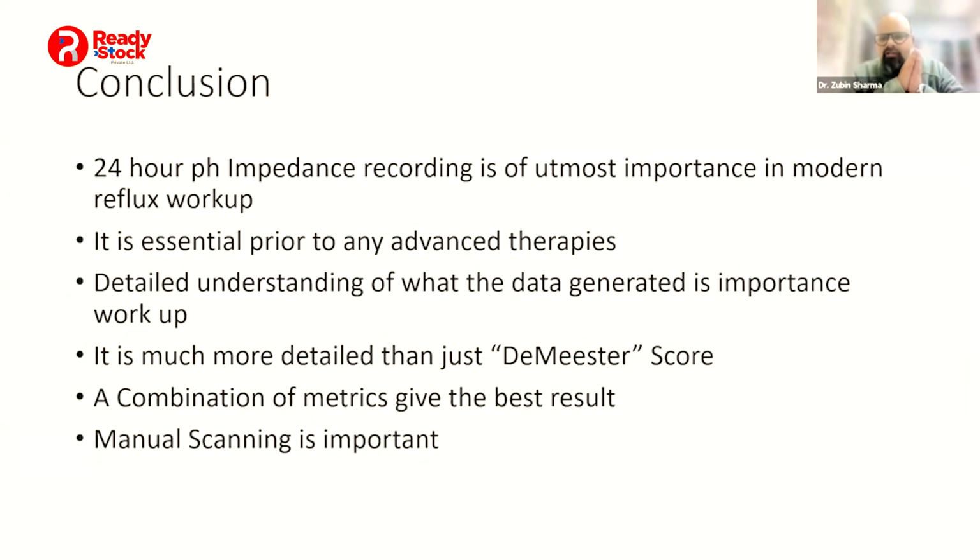So 24-hour pH is of utmost importance in various clinical contexts. It's essential to do before any study. Make sure you are doing it well so you can tell your surgeons well. Once you tell your surgeons well, they will listen to you. And it's much more detailed than just the AET or a DeMeester score coming in. A combination of metrics gives you the best results. Manual scanning is definitely important. So that's for the pH impedance. If there are any questions on that, I'm happy to take them before we go on to the antroduodenal one.